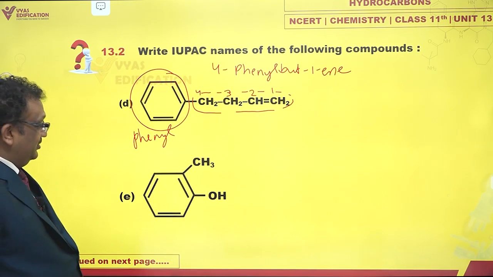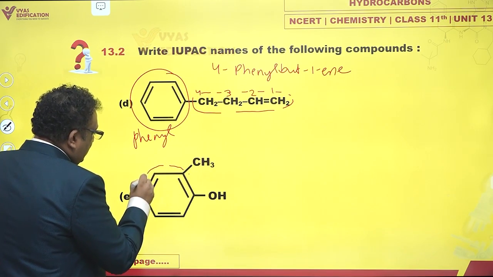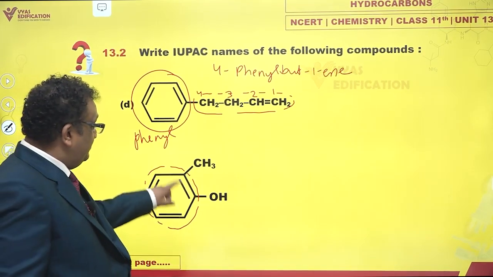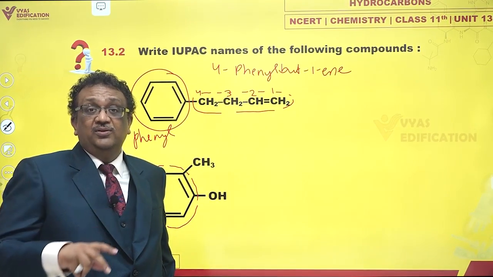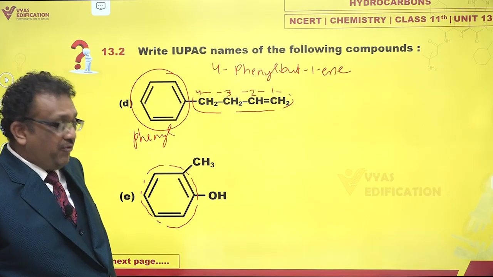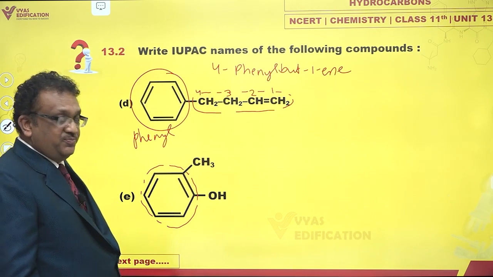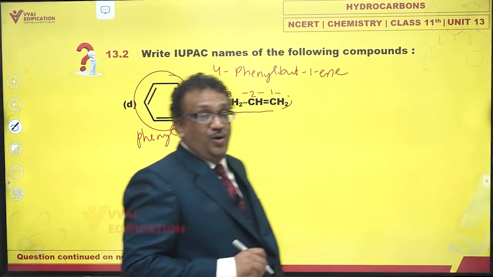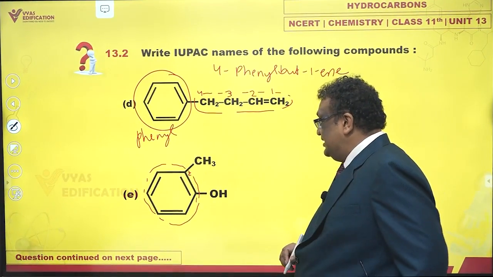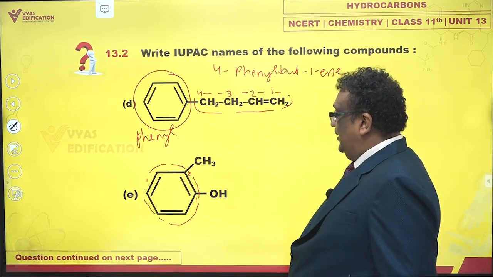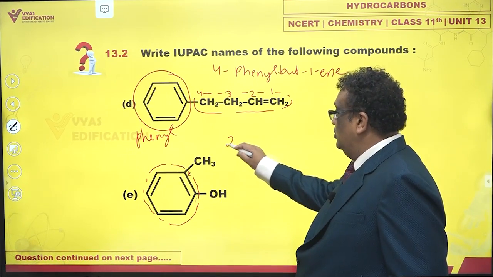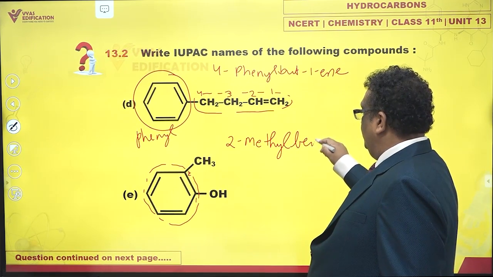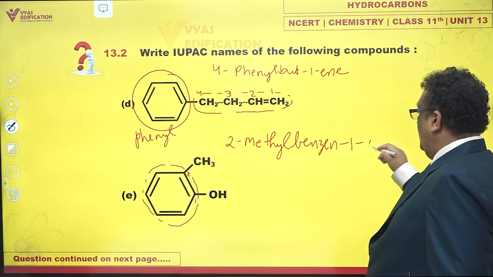What about this? In this case, there are 2 substituents on the benzene ring, so the benzene ring should be chosen as the parent. Please remember this is benzene, don't call it 1,3,5-cyclohexatriene. It is actually benzene, it has a special status, 1 and 2. Wow. So what is this? I hope you can see this 1 and 2. 2-methylbenzene-1-ol.